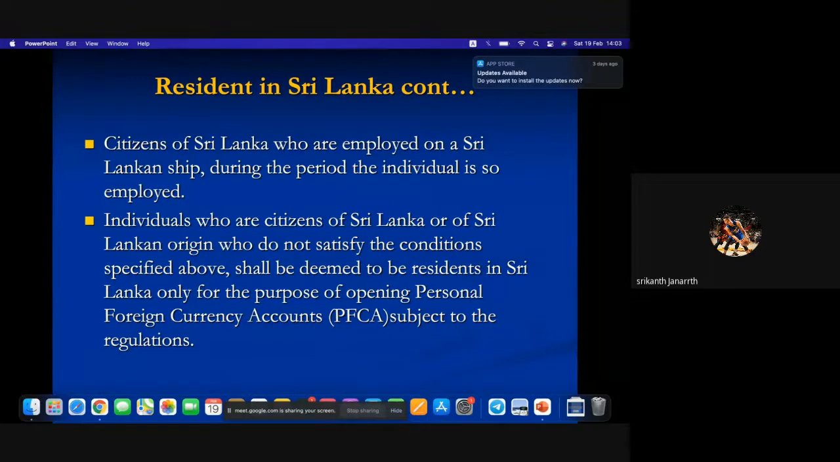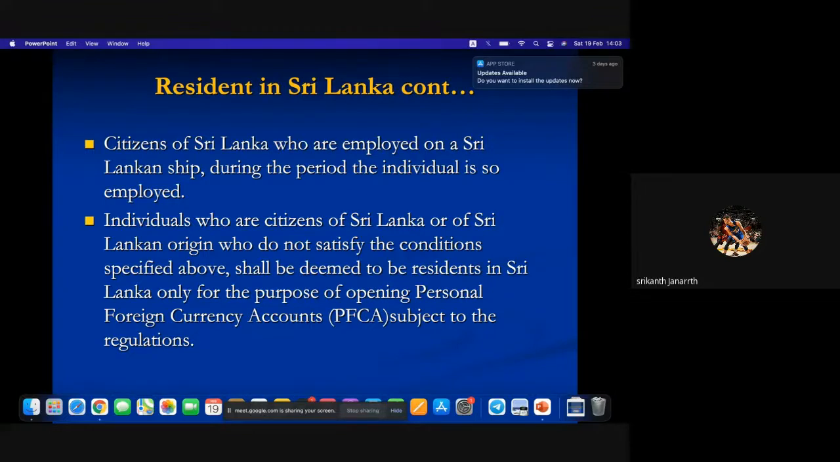Any government institution registered here is treated as a resident. Anybody working for a Sri Lankan ship is treated as a resident. All these people are treated as a resident, right? So now you have an idea who is a resident. Anybody who doesn't fall under this resident category, simply treat them as a non-resident, right?